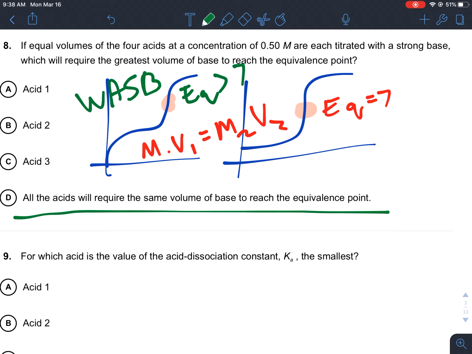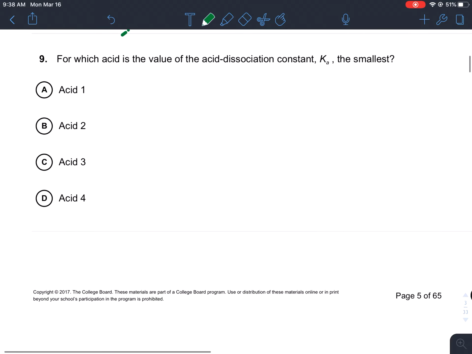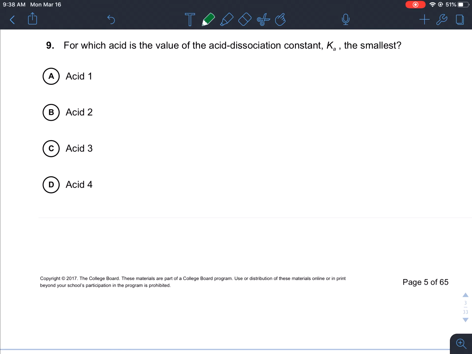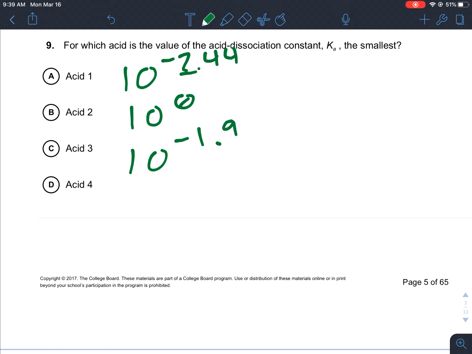Number 9. For which acid is the value of the dissociation constant, Ka, the smallest? Now, I want to let you know something. When you do this one, I want you to think about what the H plus is. In acid A, it's 10 to the negative 2.44. Now, you guys see where I'm getting that from? At 1 molar, acid 2 is 10 to the 0. At 1 molar, acid 3 is 10 to the negative 1.92. And at 1 molar, this is 10 to the negative 0.98.